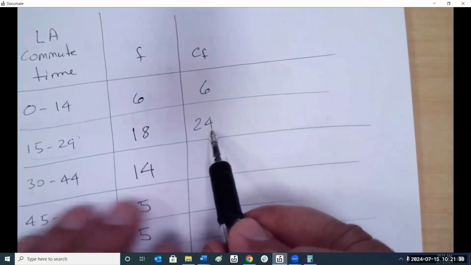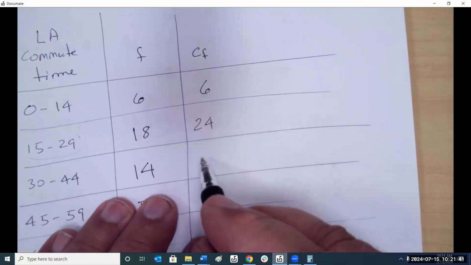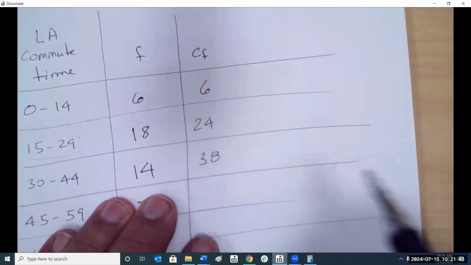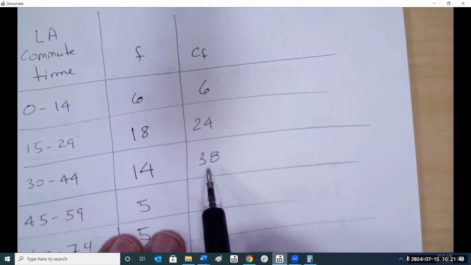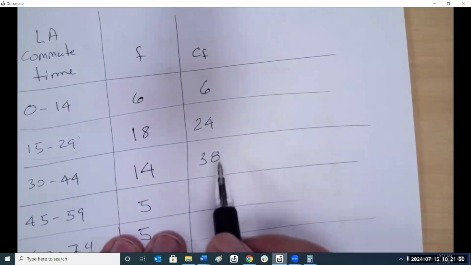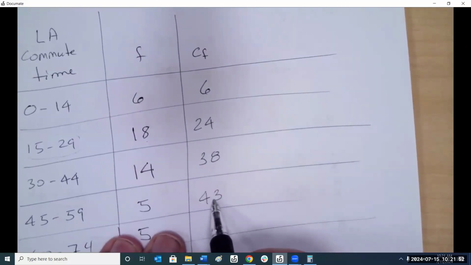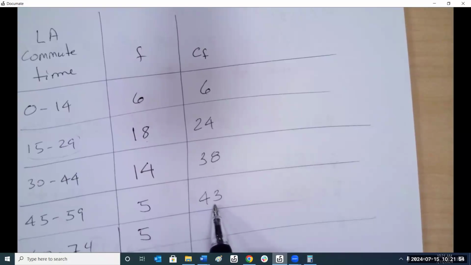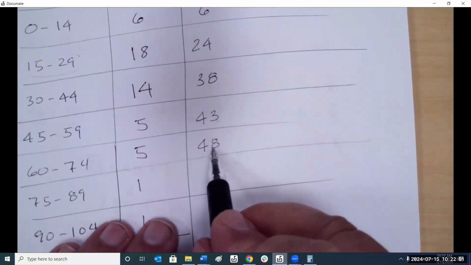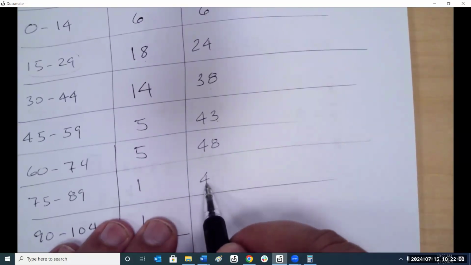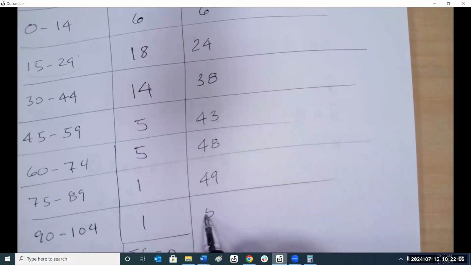Then we have those 24 plus the next one, which is 14. That gives us 38. And these 38 plus the next 5 makes it 43. 43 plus the next 5 makes it 48. 48 plus that next one is 49. And then 50.